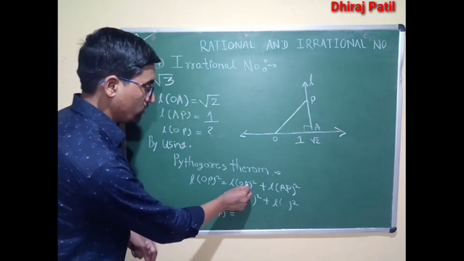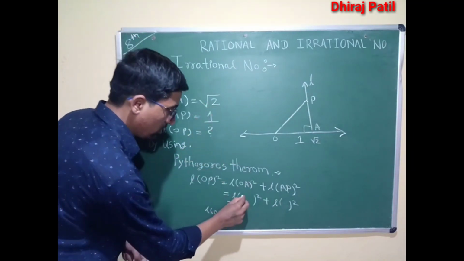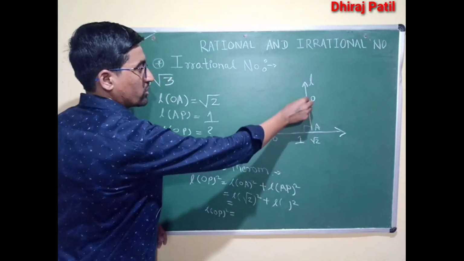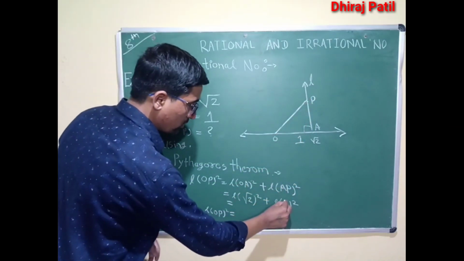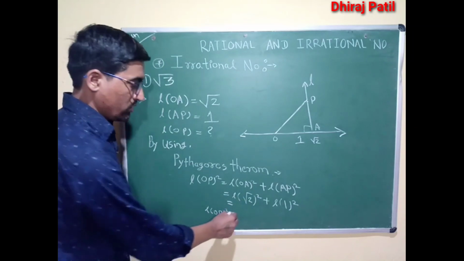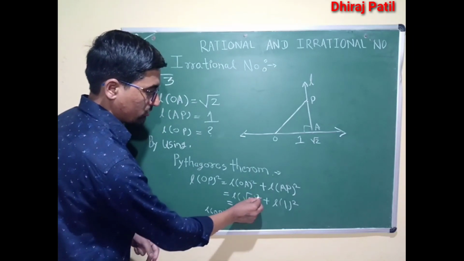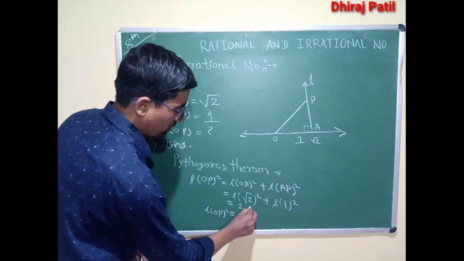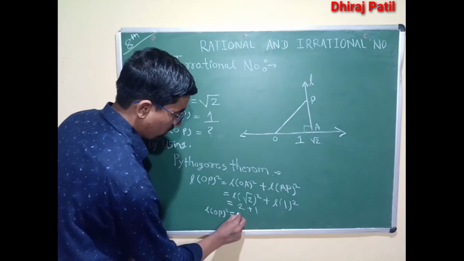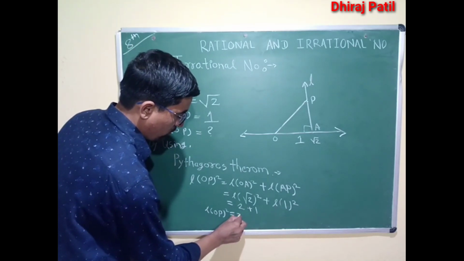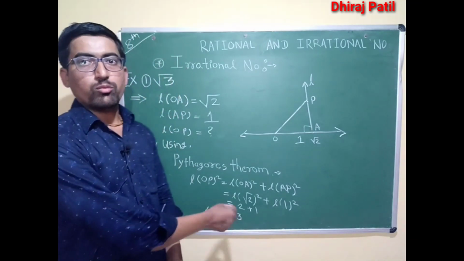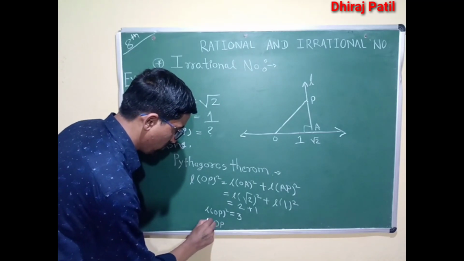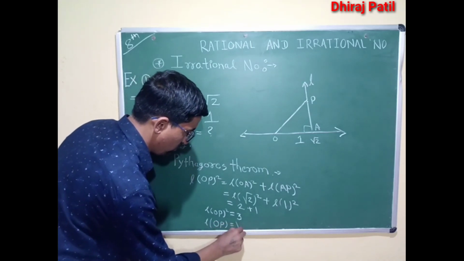For OA, we take the root 2 value, so we put root 2. And then AP square. AP is nothing but value 1, so I take 1. Solving this, these are root 2, and the square cancels it, so it is 2. And here 1 square is 1. So 2 plus 1 is 3. Now this is our OP square. So taking the square root on both sides, we get the length of OP is equal to root 3.